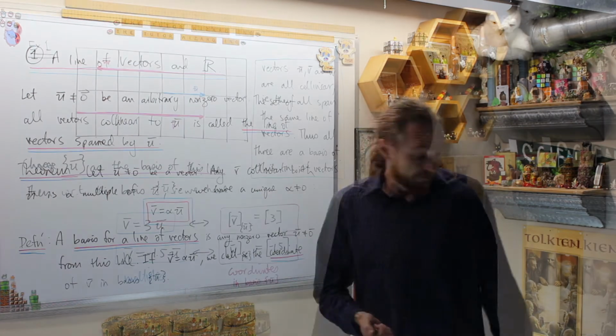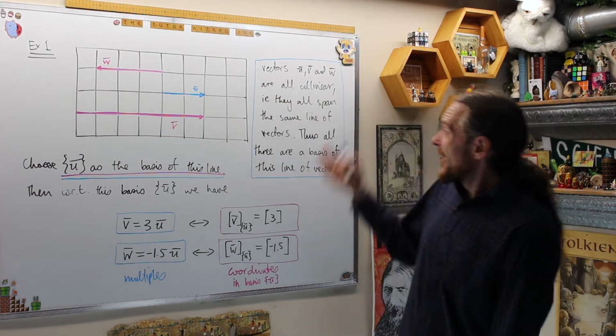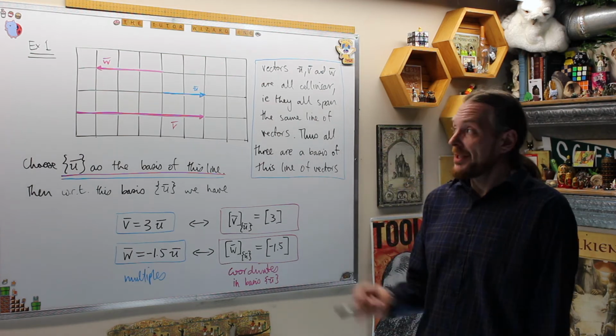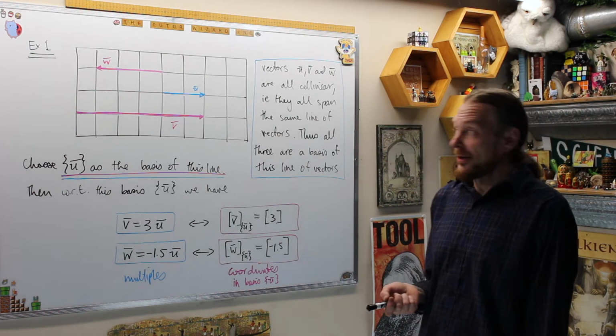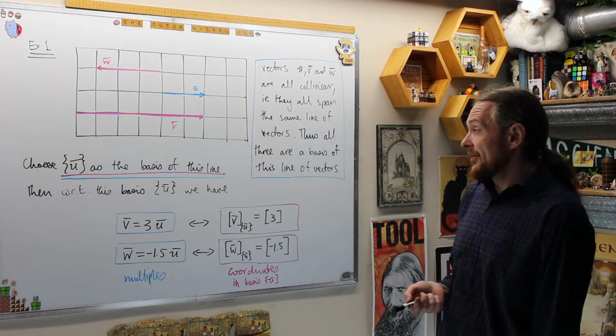Let's do an example. All right, example 1, we have a grid here. We got 3 vectors in there. Vectors u, v, and w are all collinear. They're all going the same direction, even if some of them are oppositely directed to others. They all span, therefore, this same line of vectors.